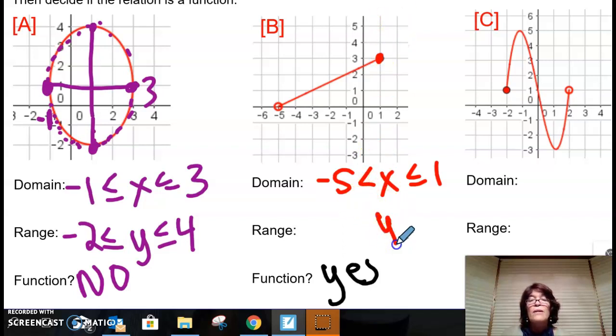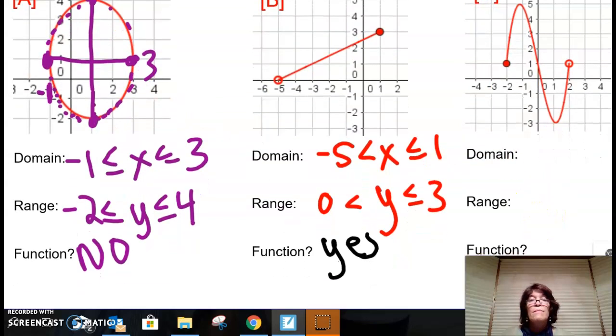When I look at my y coordinates, the smallest y, let's see, what is this point? -5 comma 0. My smallest y is 0, but I don't really include 0 because that's open. My biggest y looks like it's 3. So my domain is anything between -5 and 1. My range is anything between 0 and 3. Okay? Look at this next one. I would argue that's a function, right? Do you see that it's a function?